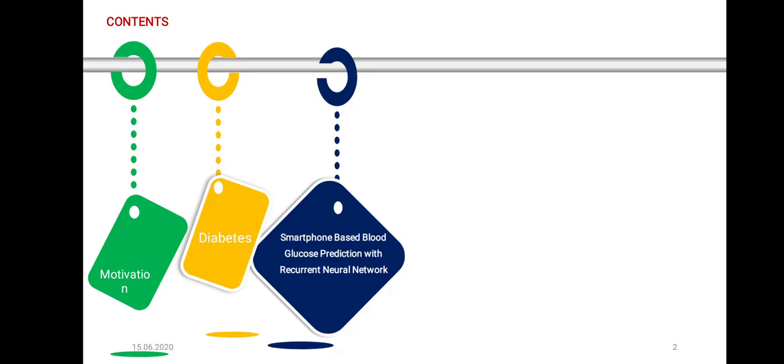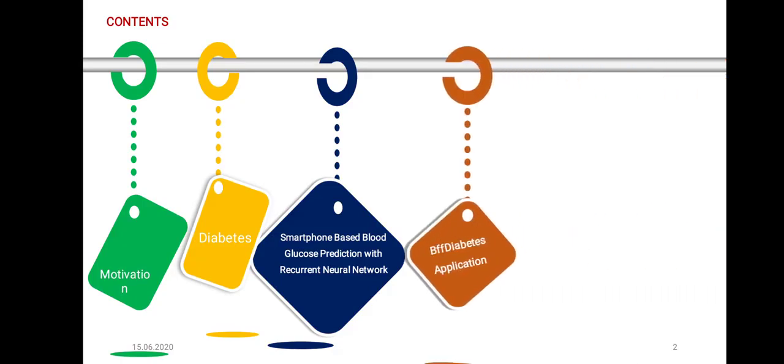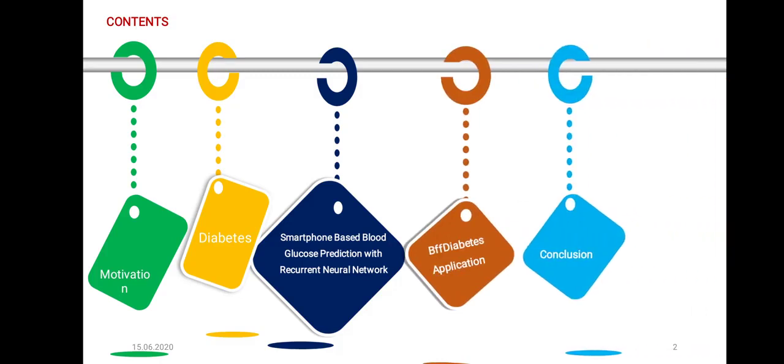This study called blood glucose prediction with recurrent neural network uses one of the deep learning algorithms, recurrent neural networks. Finally, I will explain the Android application called BFF Diabetes, and the last one is the conclusion.